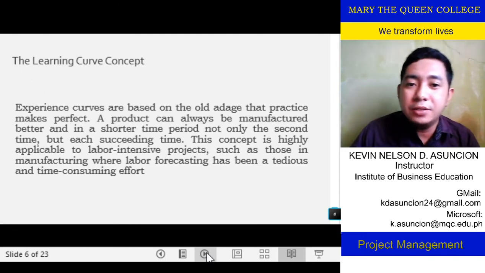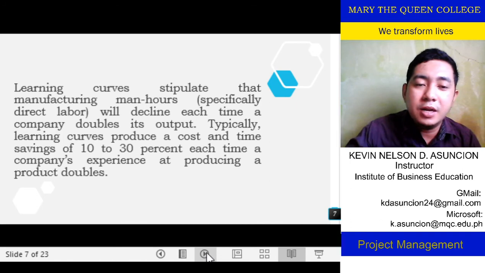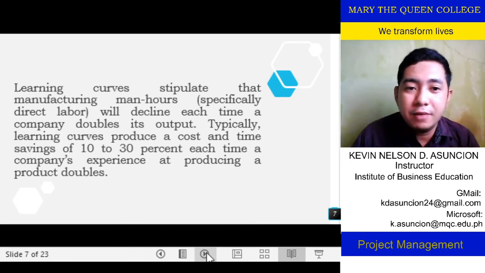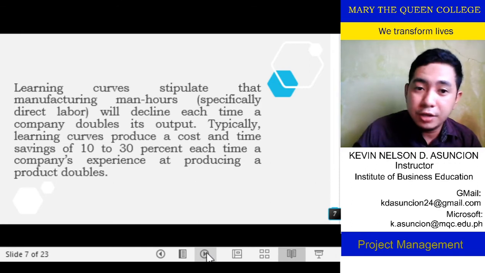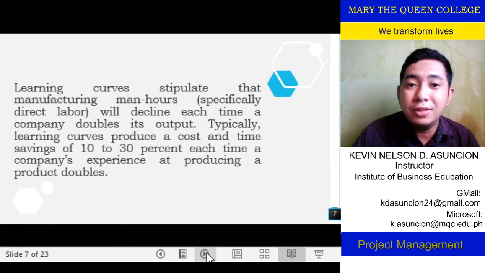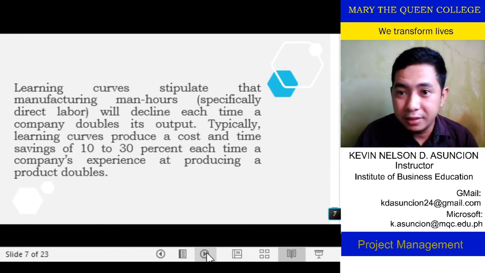Experience curves are based on the old adage. Learning curves stipulate that manufacturing man hours, specifically direct labor, will decline each time a company doubles its output. So habang tumatagal at sinusubukan niyang maparami yung production niya, mas kokonti yung time na nagagamit.